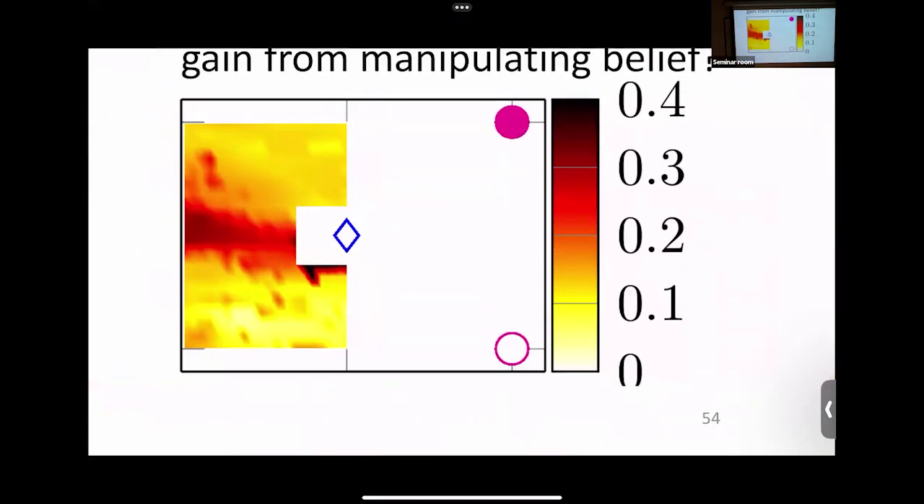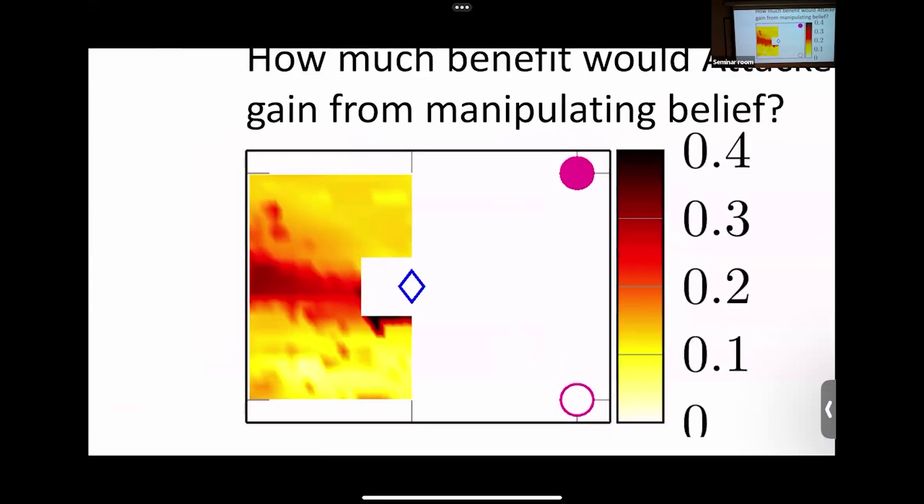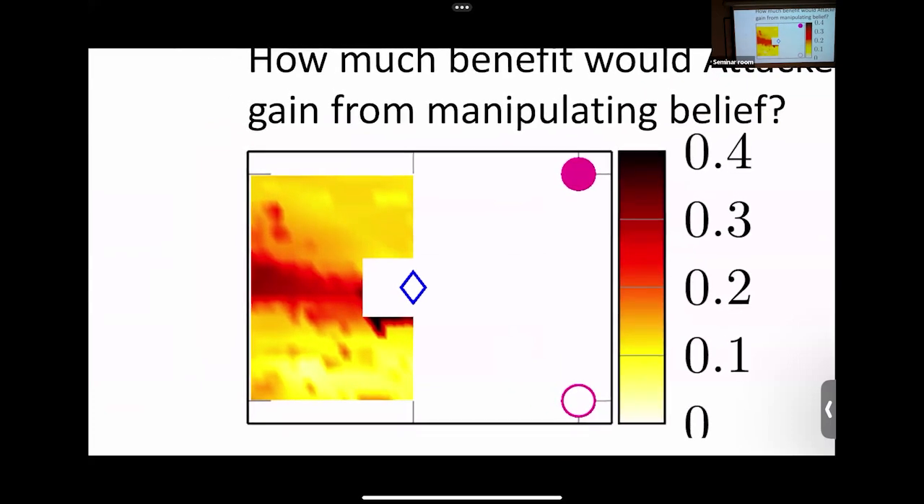Yeah. You can also look at the value of manipulating the belief, right? So this picture here shows the gap between playing the Nash equilibrium, where you manipulate the belief, versus just playing a non-revealing strategy, right? So in the middle, there's a higher value to manipulate belief, which means in this case, just hold your information for a certain amount of time before you release it.